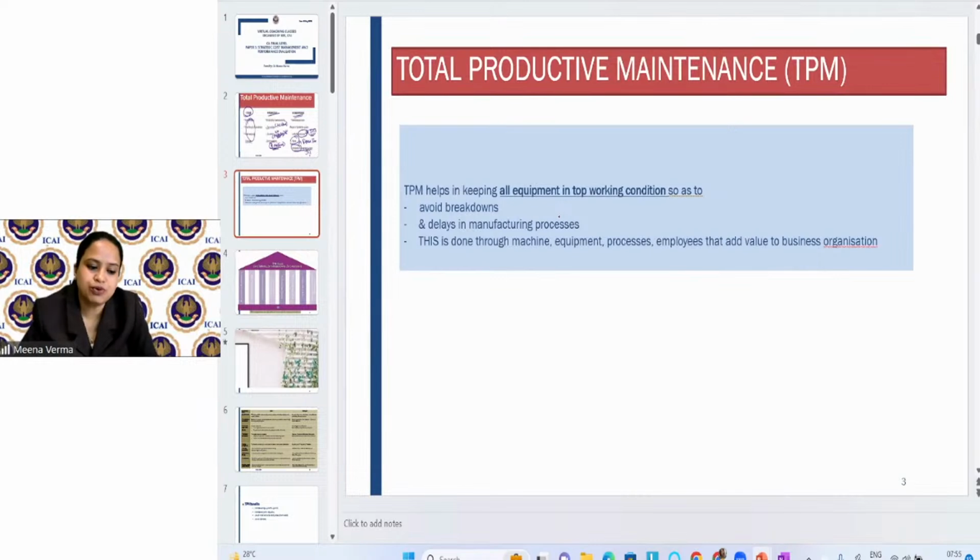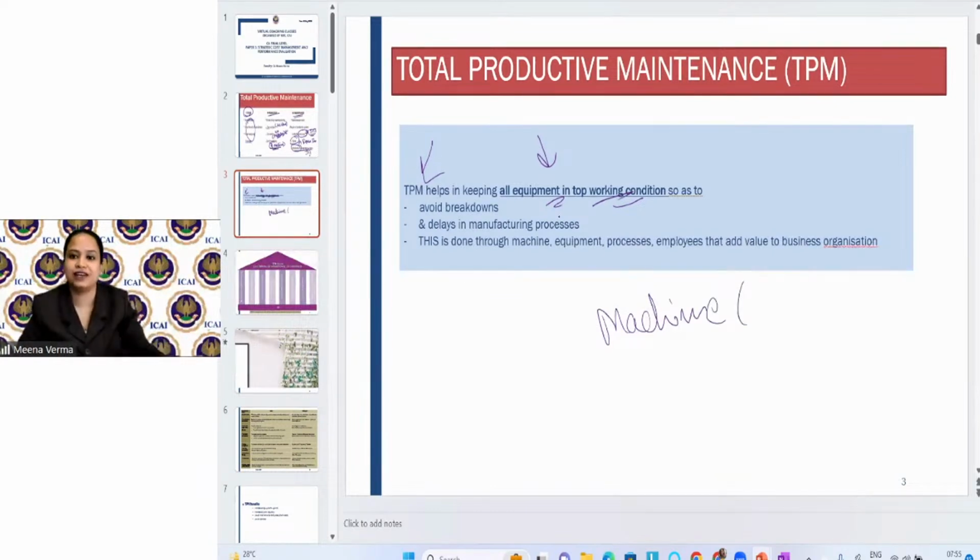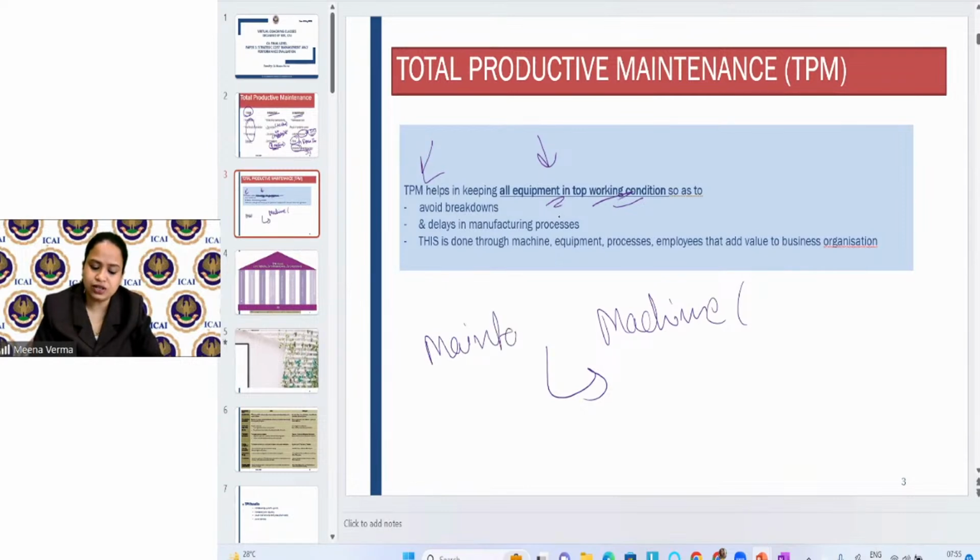Okay, so total productive maintenance helps in keeping all equipment in top working condition. Meaning, look, you have the machines now. So obviously with time the machine will degrade, right? When we use any machine, obviously with time it degrades, right? But the point is that here it is mentioned to keep maintaining them. You will learn in this topic how to keep maintaining the machine. What is the meaning of it?